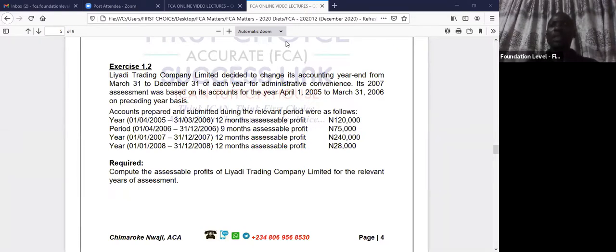Now there comes a time when you will lose that consistency. You want to change your accounting date for administrative convenience. Now look at some of the reasons why you may want to change your accounting date. One of them is you are merging with another company to do business. That is merger. Let's say 2 banks merging together, or 2 big businesses merging together.